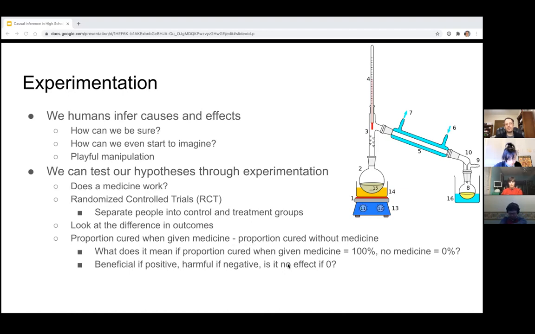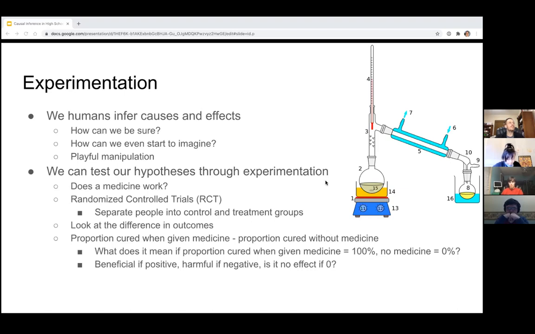And so the question is, what if this difference is 0? If there's a 75% chance that you are cured when you take the medicine, but it is also a 75% chance that you're cured when you don't take the medicine, what does that say about the medicine?